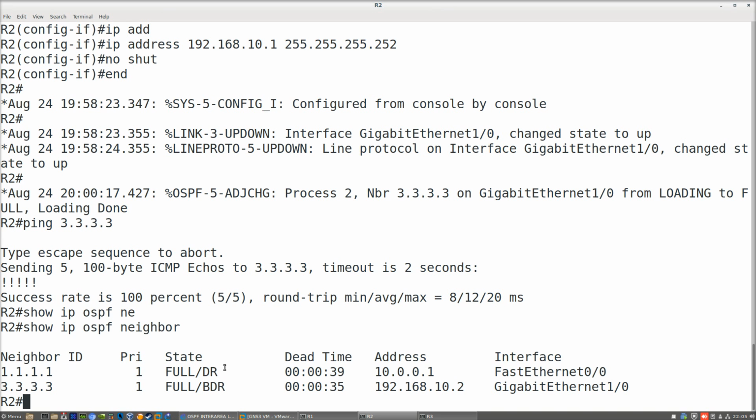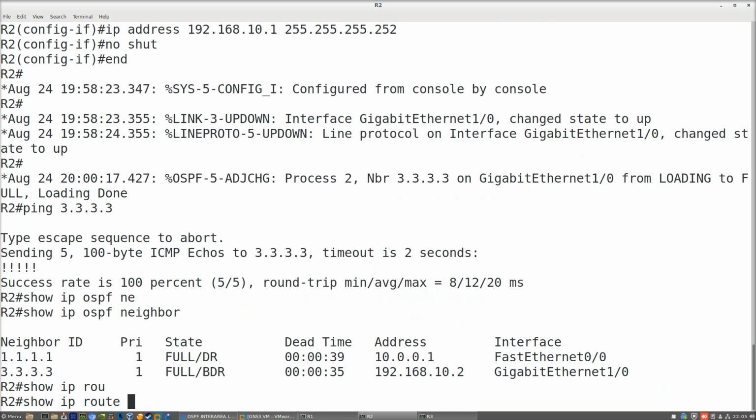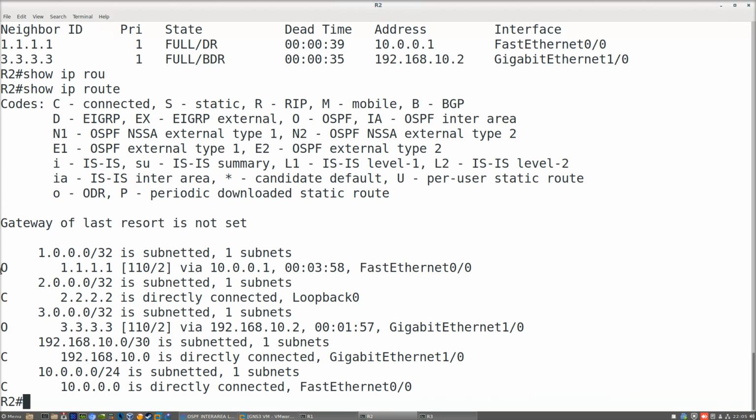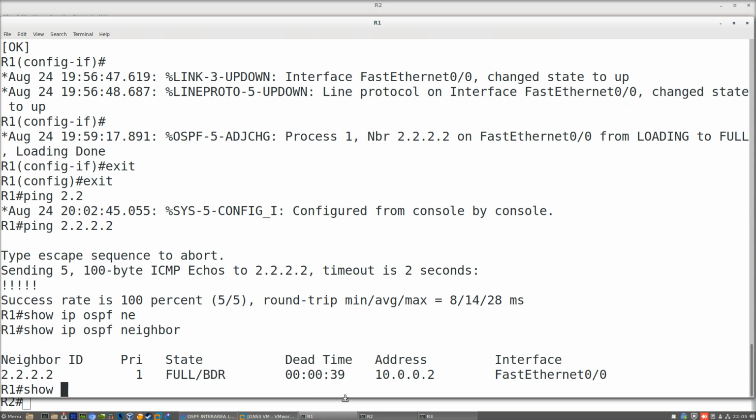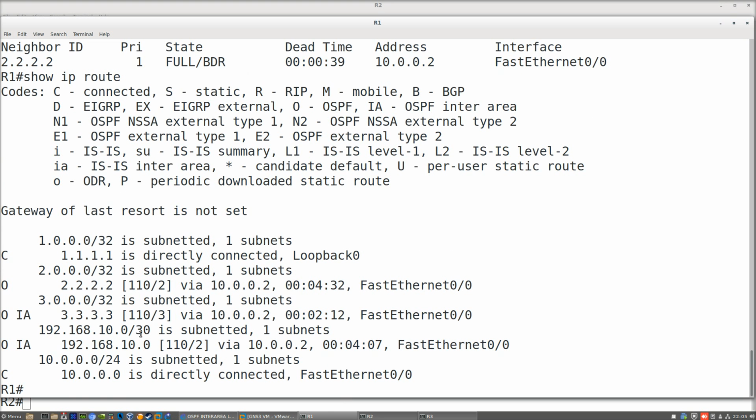I only cover the practical side. And another command is our favorite, show ip route, and we see now that router 2 has learned this network from OSPF, also this network from OSPF. Let's see in router 1, show ip route, and we have learned this loopback address of router 3, or this network, from inter-area OSPF. You see here, inter-area OSPF, and O means OSPF.